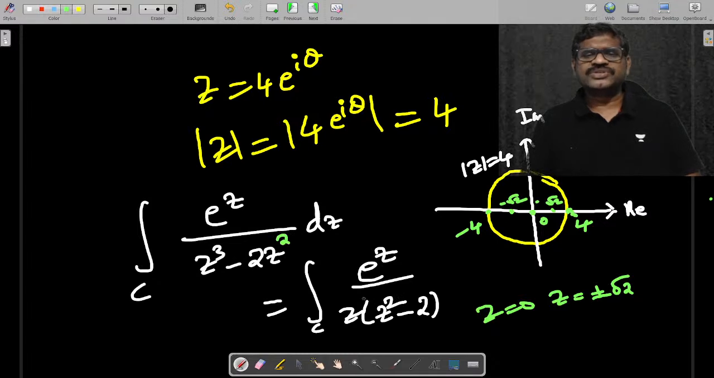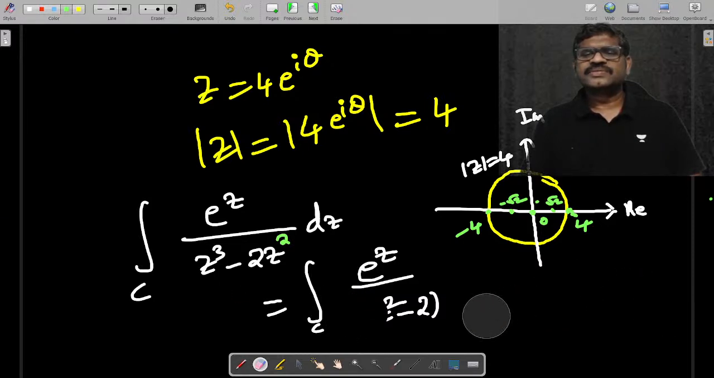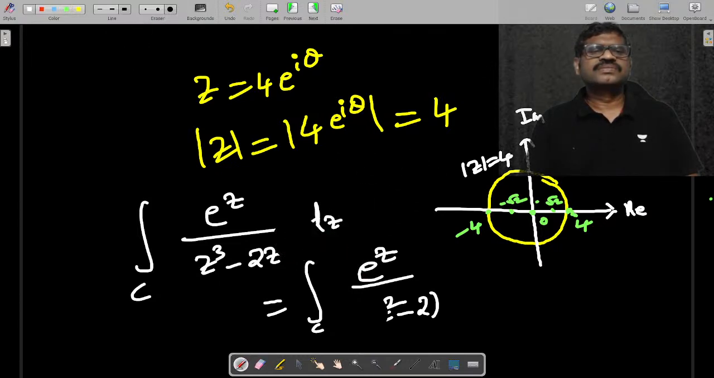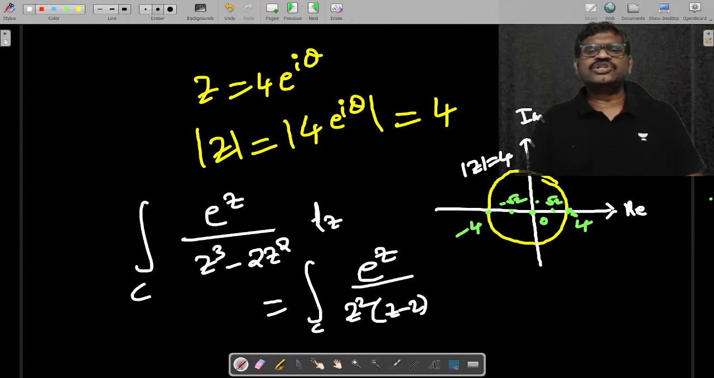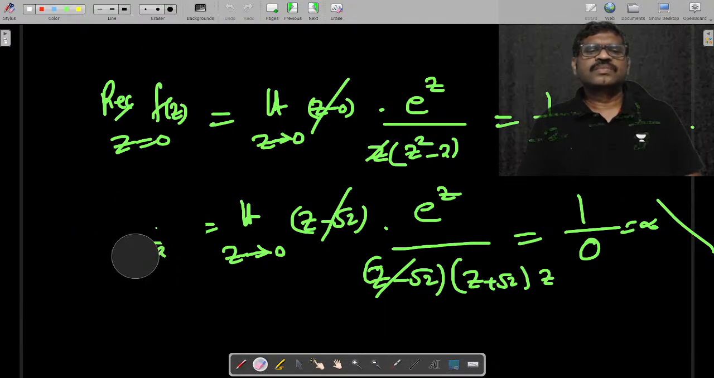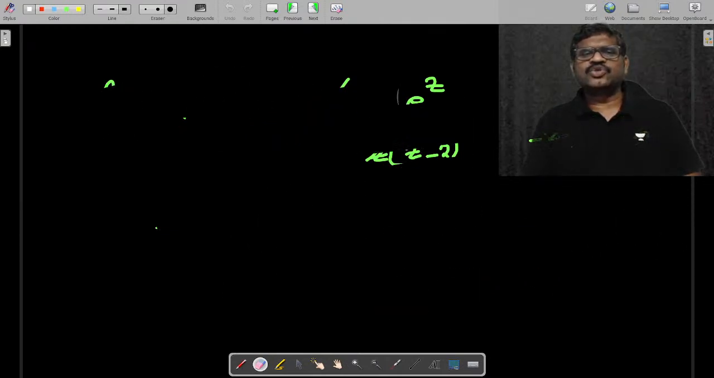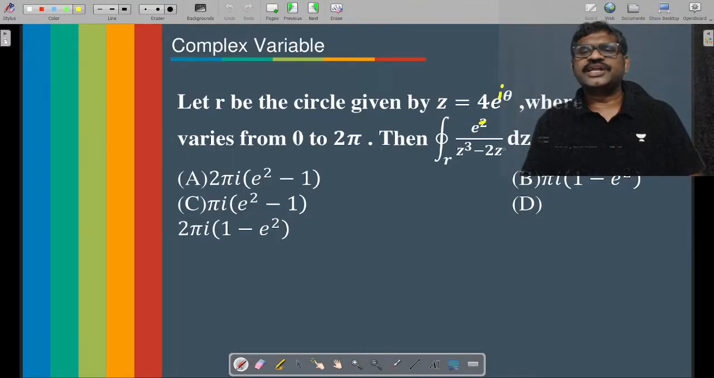If z^3 minus 2z^2 comes, you can take z^2 common, giving z^2(z minus 2). Z equal to 0 is a pole of order 2. Z equal to 0 lies inside, and z equal to 2 also lies inside. That's why you apply the pole of order 2 logic. Correction is there: z^3 minus 2z^2.